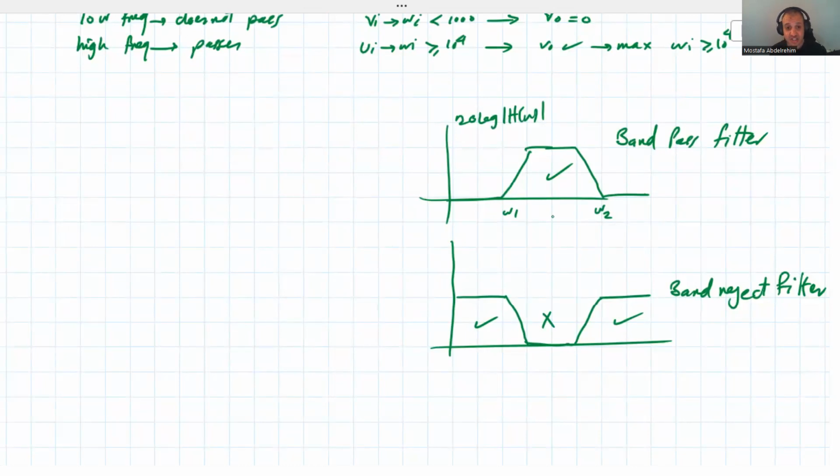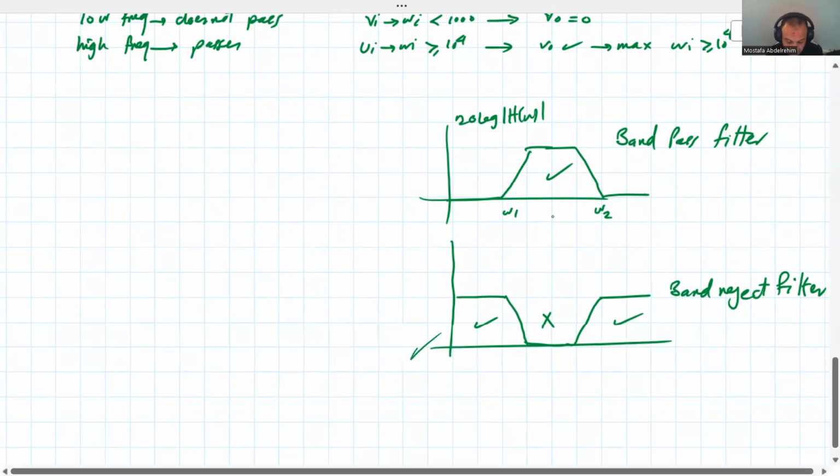So as an exercise, go to the book, solve this example, try to draw the Bode plot yourself. Oh, I think this is the example in the book.